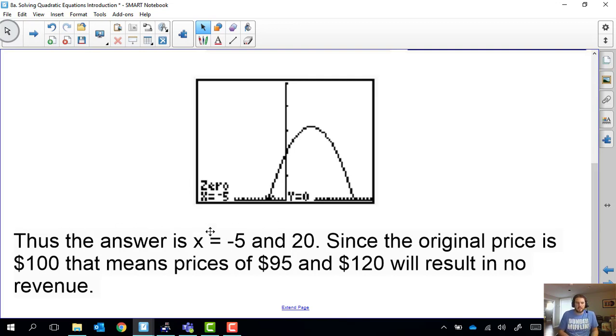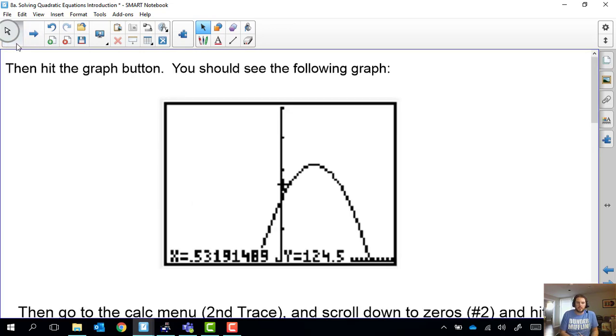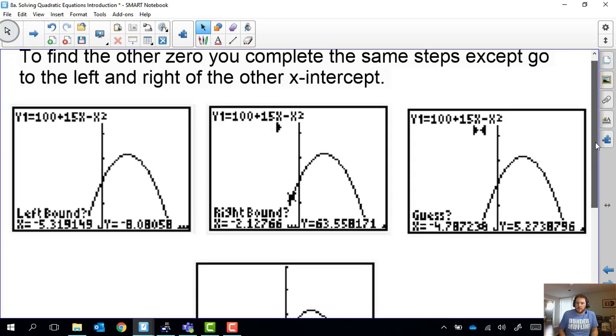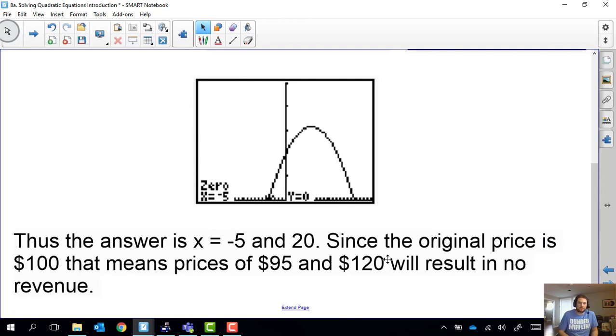So what that's actually telling us, again, if we go back and read the question, is that the x value represents the price change, right? The change in the price. So if the original price was $100, what this is saying is that the store will make 0 revenue if they decrease the price by 5, or in other words, charge $95, or they increase the price by 20, or in other words, charge $120. So that is when they will reach no revenue.